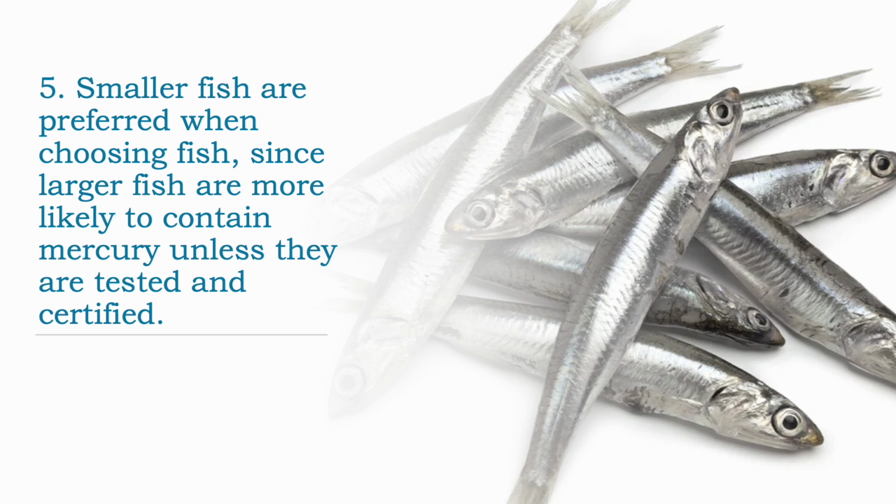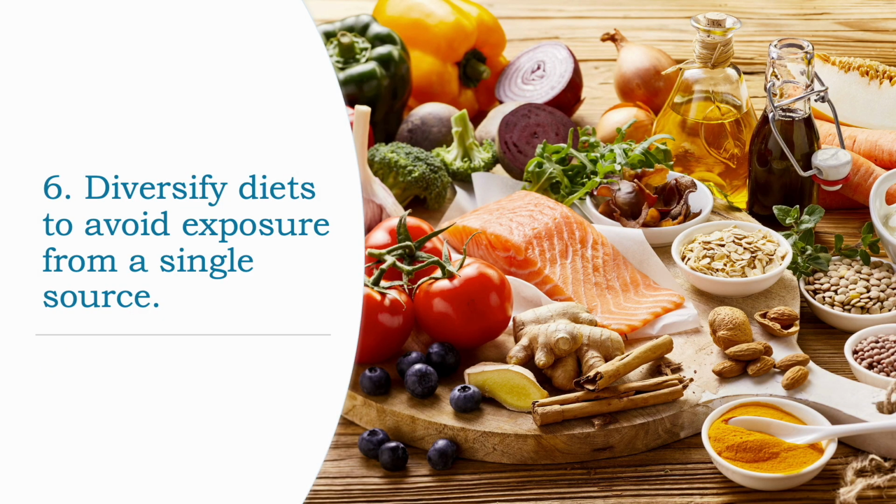Smaller fish are preferred when choosing fish, since larger fish are more likely to contain mercury unless they are tested and certified. Diversify diets to avoid exposure from a single source. Long-term consumption of the same food increases the risk of excessive exposure if the food is contaminated. For instance, eating larger fish frequently increases the risk of getting high levels of mercury.